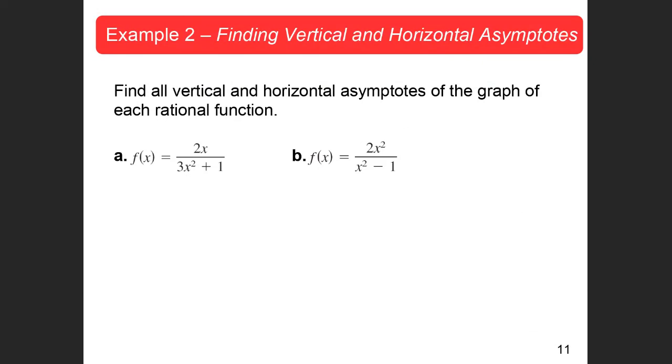All right, so here it says find all vertical and horizontal asymptotes of the graph of each rational function. Okay, awesome. So here I have a small over big.